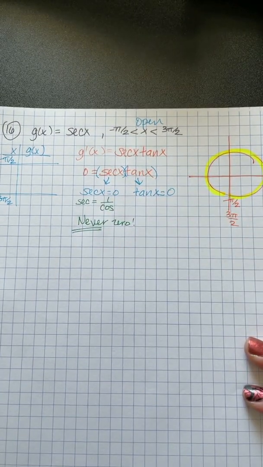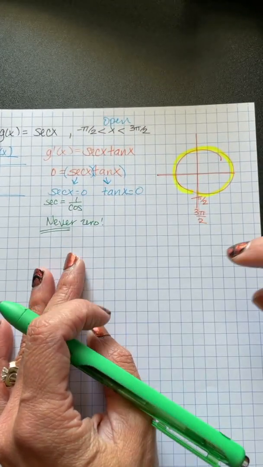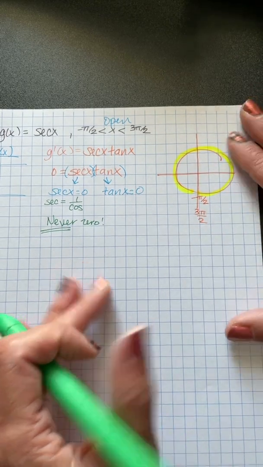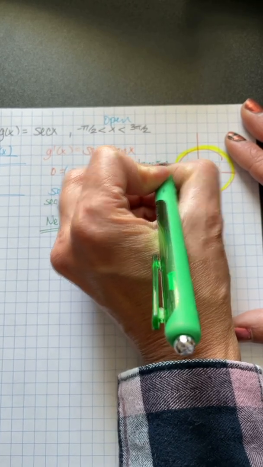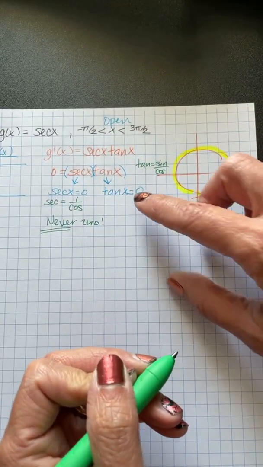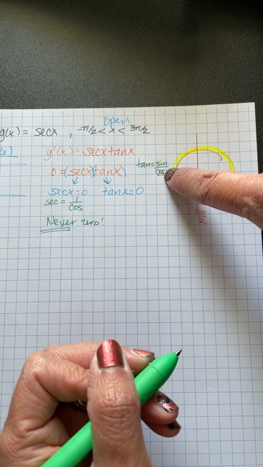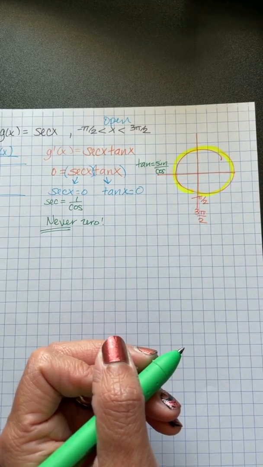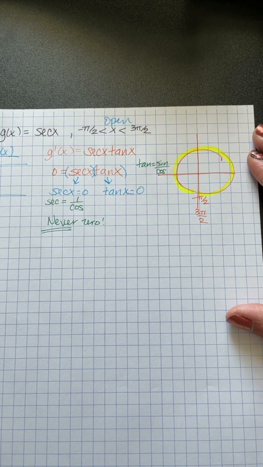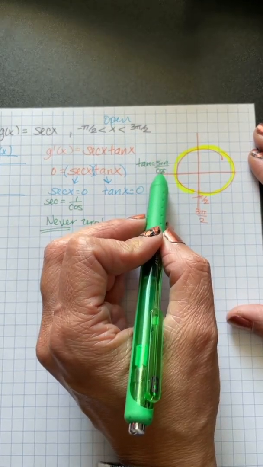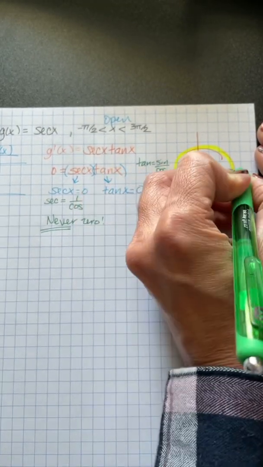Tangent, though, can be 0. Tangent is actually going to have a couple of spots where it's 0 on this interval because it's the whole circle. So we have to remember that tangent is the same as sine over cosine. So it can equal 0, but no matter what, the cosine can't be 0 because we can't have 0 in the denominator. So where on the unit circle would the y value be 0? Well, that's at these points.